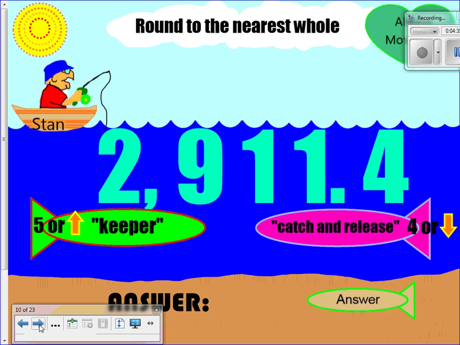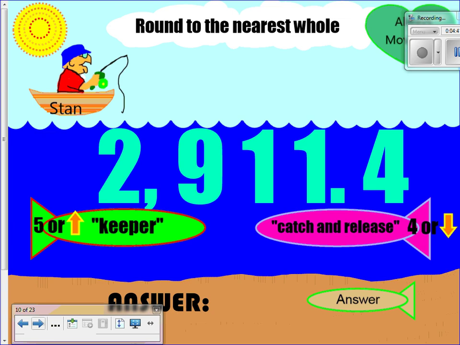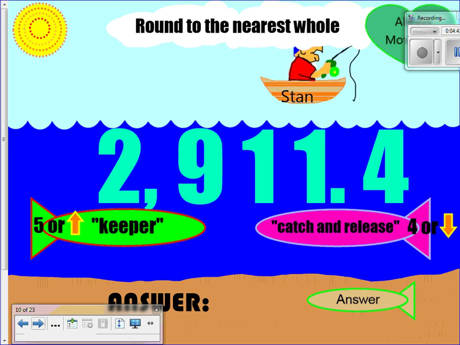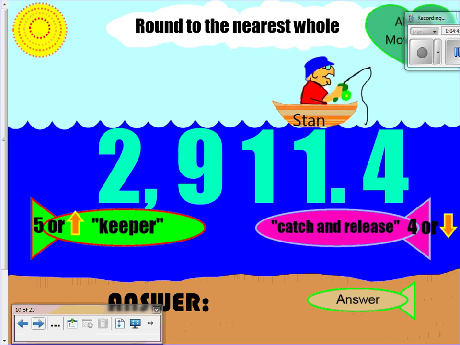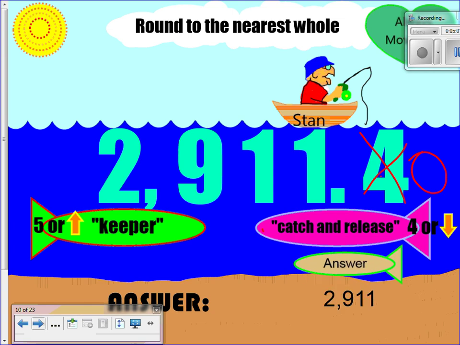Round to the nearest whole. What that means is the nearest whole number, so that's going all the way to the 1 place. To round to the nearest whole number, even if there's a decimal there, I have to look to the right of the boat. This is a 4, so that's a catch and release, so I don't want this 4. That's a 0. So my answer should be 2,980 and 11.